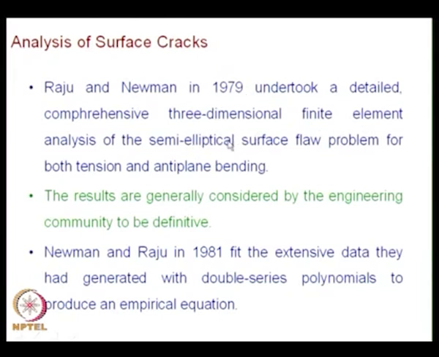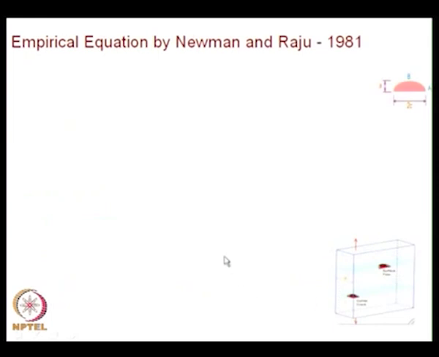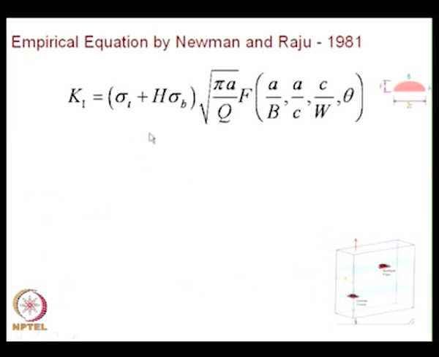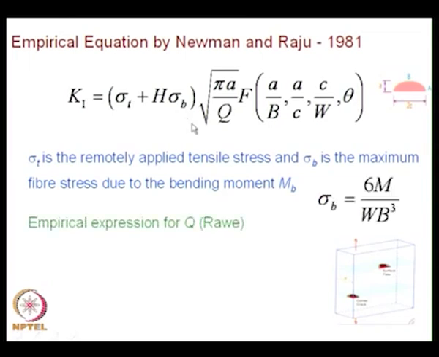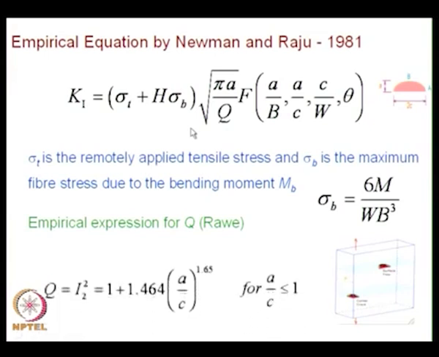And based on that result, in 1981 they had come out with an empirical relation consisting of double series polynomials, and the relationship looked something like this. This you had written in the last class, and sigma t refers to the tensile stress and sigma b refers to the bending stress. And we have also looked at how to calculate Q.